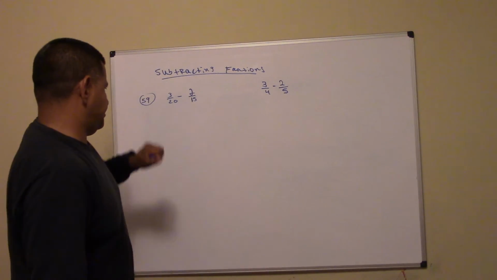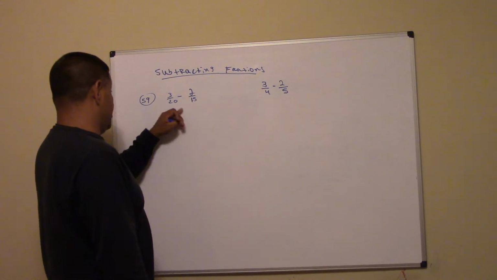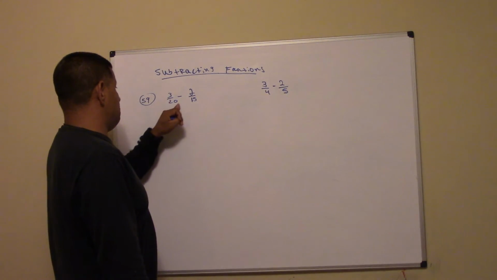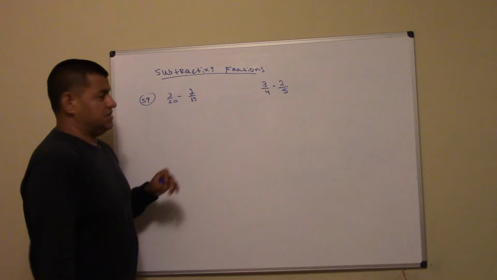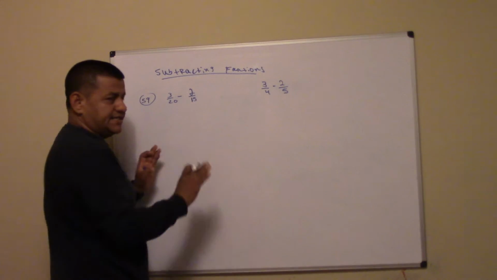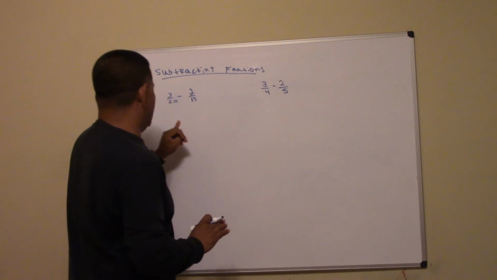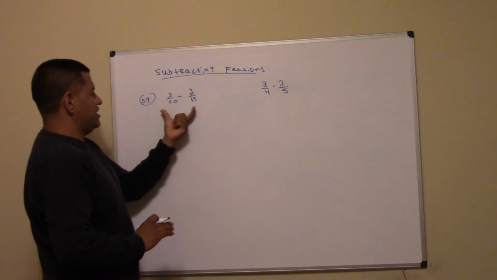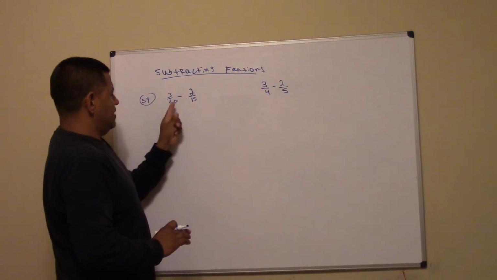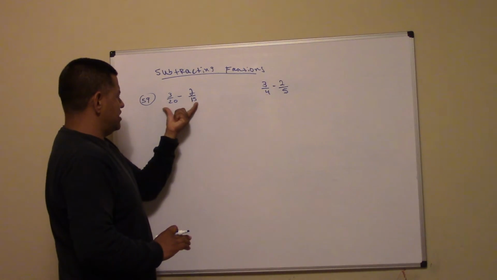Okay, so let's say that we do this problem. We're doing 3 over 20 minus 2 over 15. In this case we have denominators that are not the same, so we have to find the common denominator of both of them, right? Because we need to somehow transform this in order to get the same denominators on these two pieces.